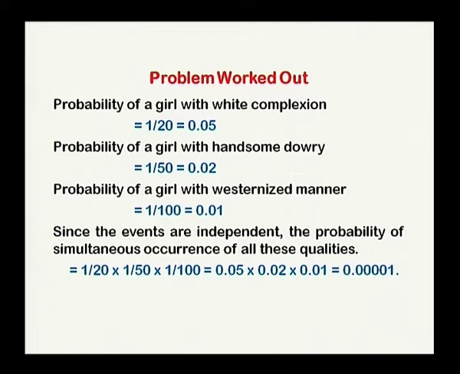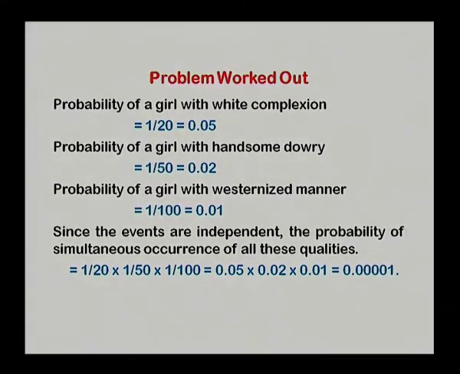Since the events are independent, not mutually exclusive, therefore, the probability of simultaneous occurrence of all these qualities is 1 upon 20 multiplied by 1 upon 50 multiplied by again 1 by 100, and that is equal to 0.05 multiplied by 0.02, further multiplied by 0.01, and that is equal to 0.00001.